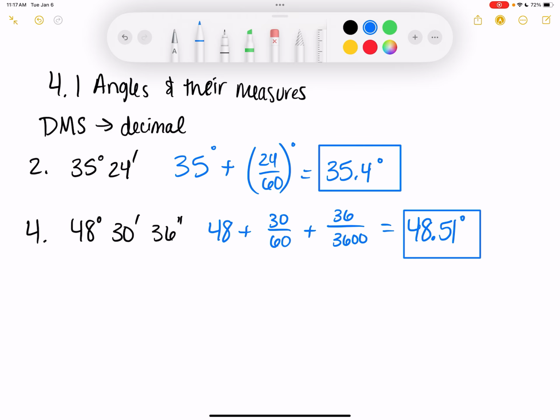Okay, so that's DMS to decimal. Now we're going to go the other way. Decimal to DMS.